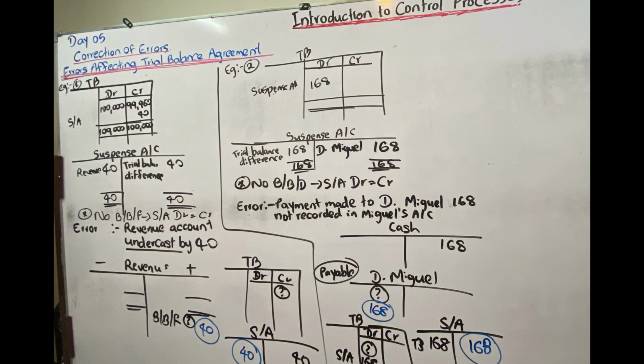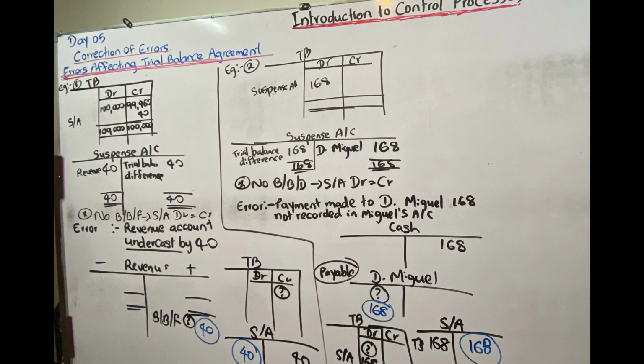Why? For each and every individual error, just check what will happen to the trial balance. Because of this, to correct it, we need to record the 168 here, and we credit the suspense account. We can't credit the cash account because it's already recorded. I'll tell you why we credit the suspense account. Because of this error, there will be a difference on the debit side of the trial balance. So here we write suspense account 168 and we take it to the trial balance, 168.